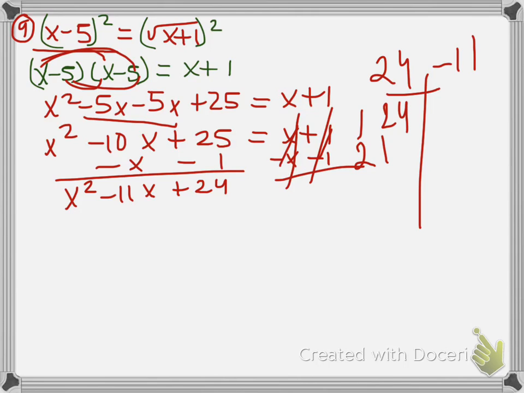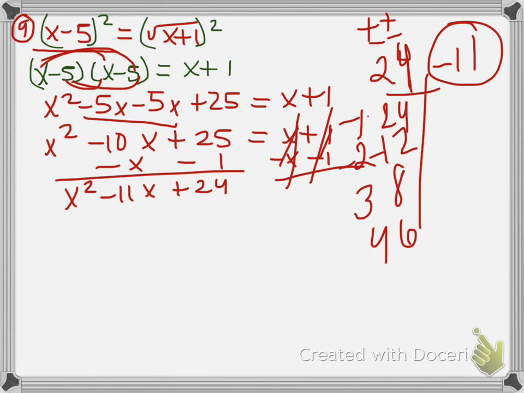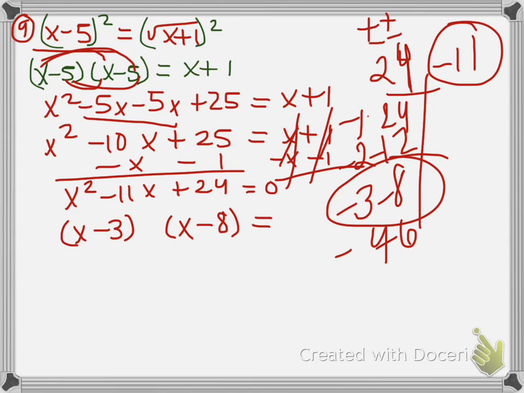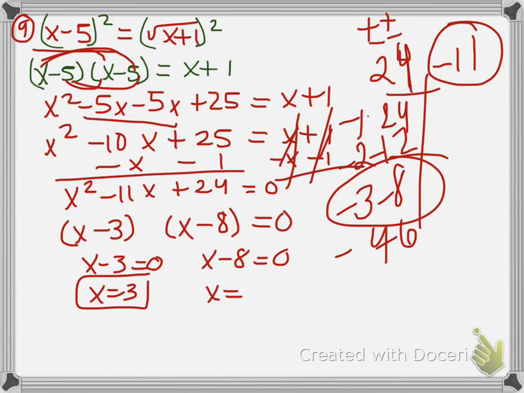So 1 and 24, 2 and 12, 3 and 8, or 4 and 6. The 24 is positive, so they're either both positives or both negatives. Your middle number is negative, meaning that they both have to be negatives. So who gives me the negative 11? Minus 3 and minus 8. So I have x minus 3 and x minus 8, set each one equal to 0. So I end up with x equals positive 3 and x equals positive 8.